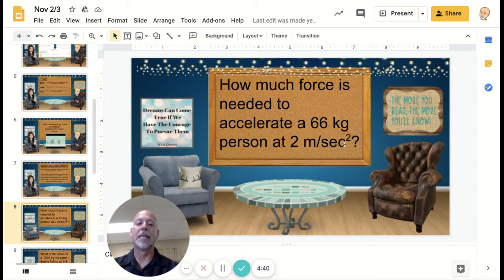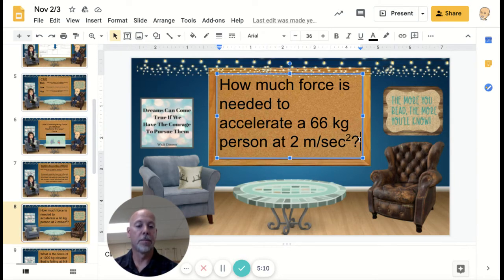So how much force is needed to accelerate a 66 kilogram person at 2 meters per second squared? So again, we're looking at force. F equals ma, mass times acceleration. Okay? So this one would be 132 newtons. All right. How about another one?